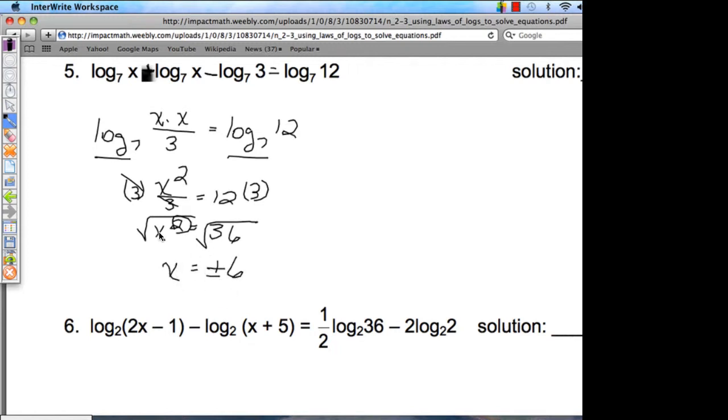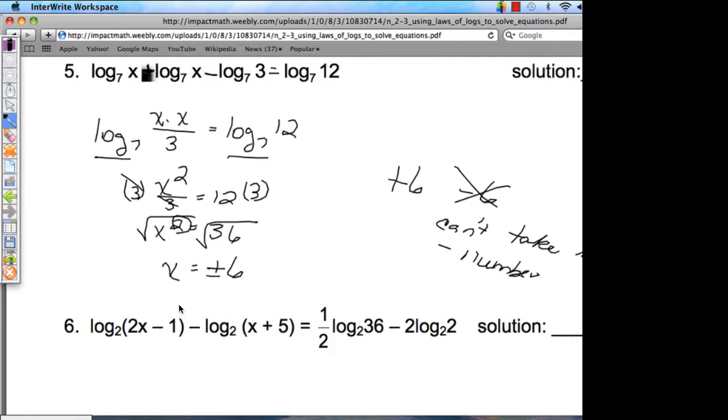But like I was referring to before, if I put a minus 6 right up here, I'd be saying to take the log base 7 of negative 6. And you can't take the log of a negative 6. So your two solutions are plus 6 and minus 6. I can't use that one because you can't take the log of a negative number. Okay, so my answer is that x equals 6.